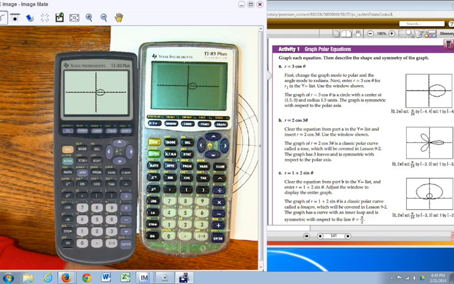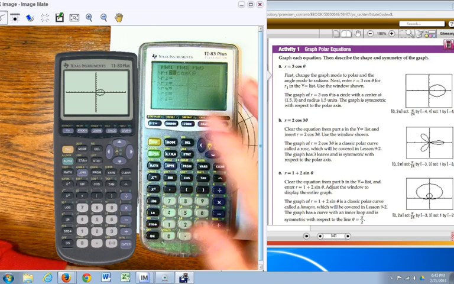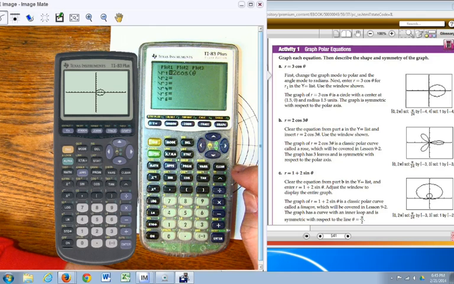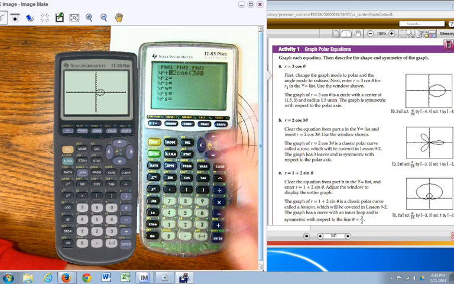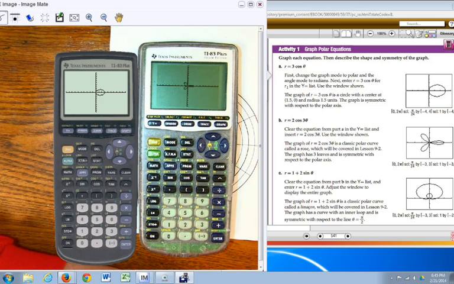If we take a look and we go down here, 2 cosine 3 theta, graph here. Now, of course, we can zoom in on both of them. Don't forget to hit enter a second time. And there you go. So you start to see this.